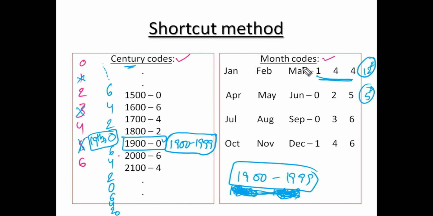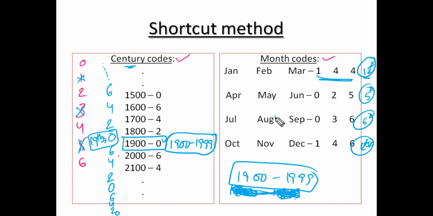Jan, Feb, March. For our convenience, we have divided the 12 months into 4 groups, each group of 3 months. Jan, Feb, March is one group; then April, May, June, July, August, September, October, November, and December. So 12 square, 5 square, 6 square, and 12 square plus 2. These are not derived from 12 square, but to memorize the codes we are using this as a memory tip: 12 square, 5 square, 6 square, 12 square plus 2.